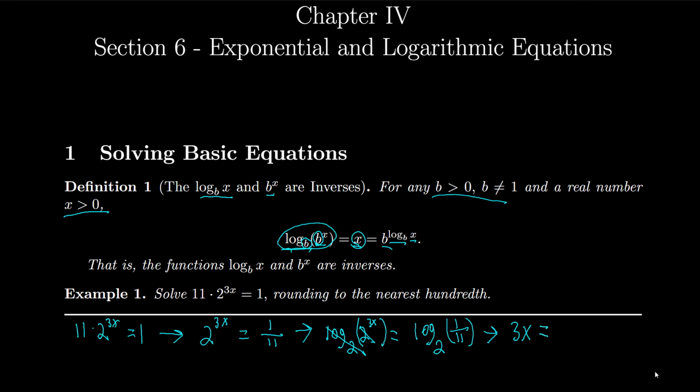And on the right side, well, that's just a constant. It's a weird constant, which is why you're asked to find it to the nearest hundredth. But it's just log base 2 of 1 over 11. That's just a number.